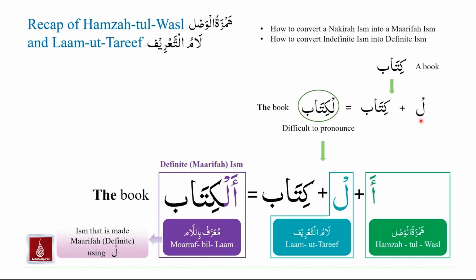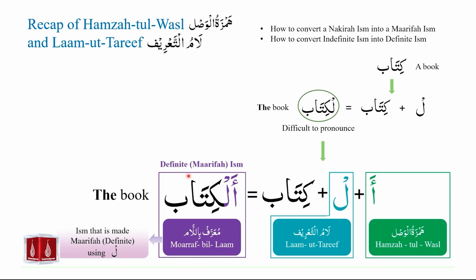The combination of lamut tarif with kitab made this word, which technically means the book, but this is difficult to pronounce because the first alphabet has a sukun on it. It becomes tough to pronounce. So in order to help us with the pronunciation of this word, we sought the help of Hamzatul Wasl. So we brought Hamzatul Wasl, combined it with Lamut Tarif and the ism kitab to make the word al-kitab.